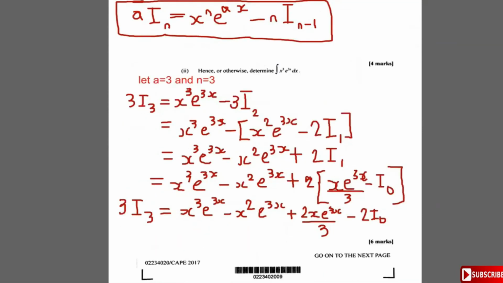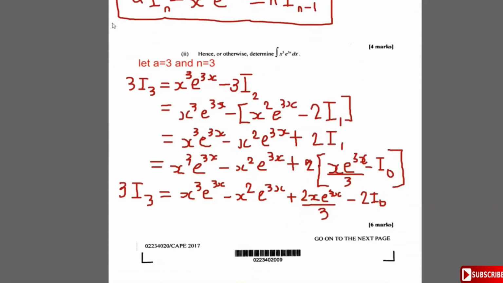If we plug in 0 in this formula, you're going to get 0 minus 1. But no worries. What we're going to do is go back to the original formula and plug in n as 0. You get x to the 0, and anything to the 0 is 1. So you just get e to the ax, where a is 3. When you integrate e to the 3x, you just get e to the 3x over 3. So that's I naught, e to the 3x over 3.